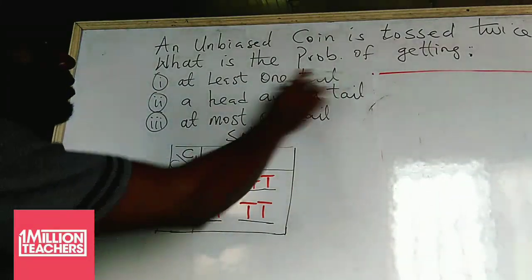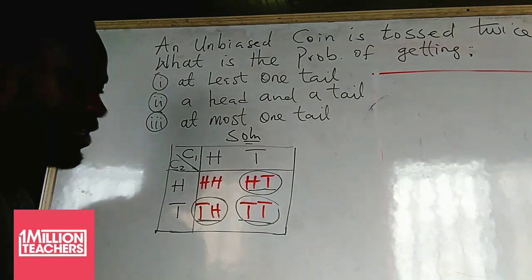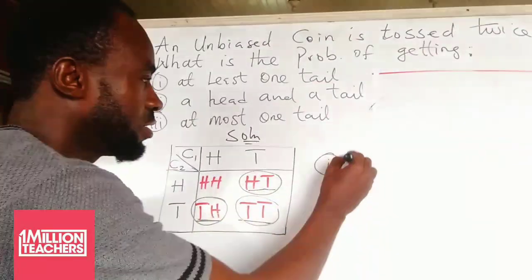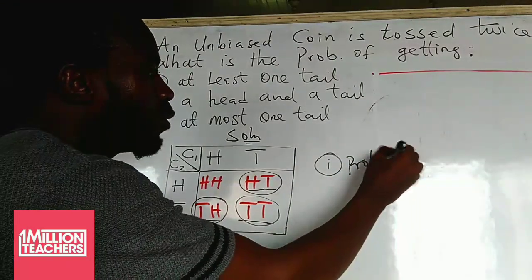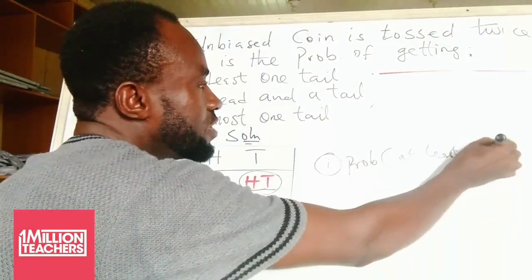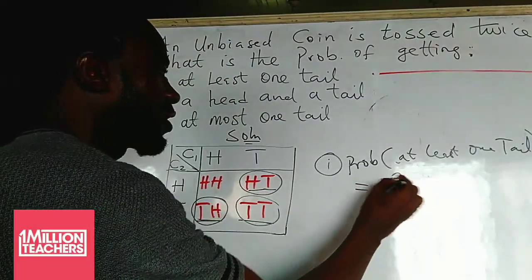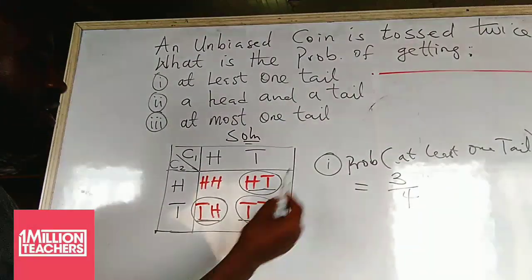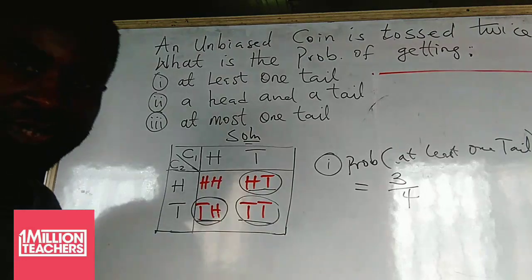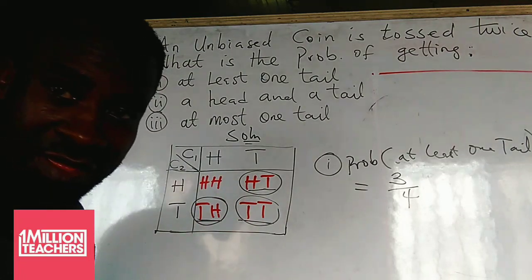So which means for this question 1, we need this, and this. And how many are they? Let's count. 1, 2, 3. So for question 1, the probability of at least one tail is going to be 3 over 4. Remember that it's the number of required events divided by the total number of possible outcomes, and that is 1, 2, 3, 4. That's this 4, and then we have 1, 2, 3. Do we get that now?